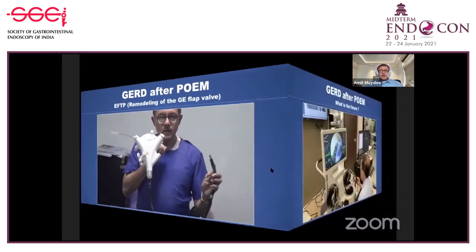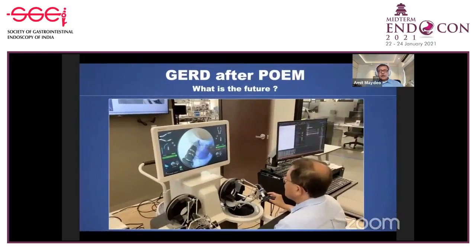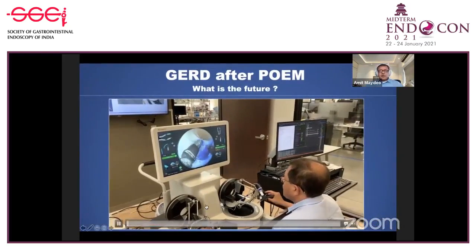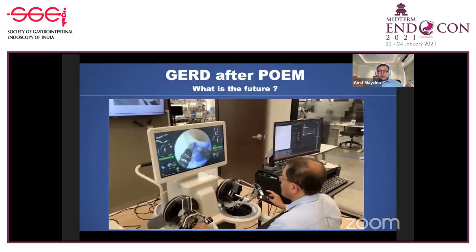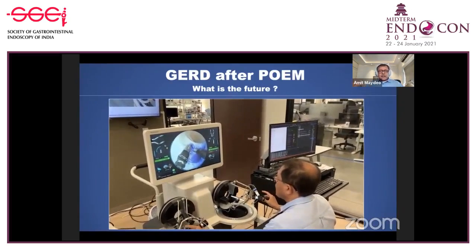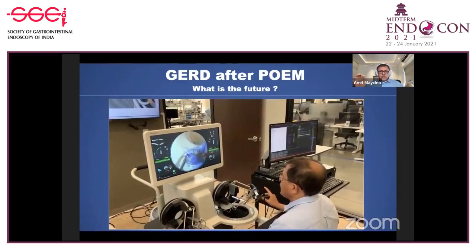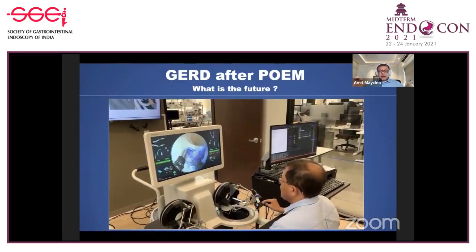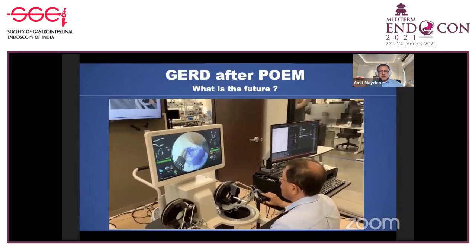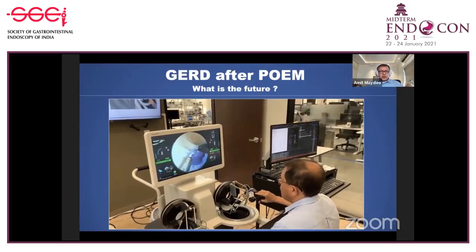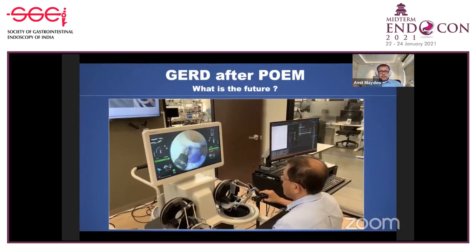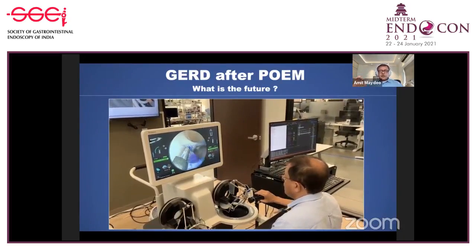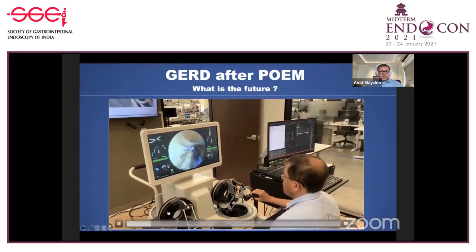If you ask me, the future is going to be this. The future is the flexible robotic endoscope. Very soon, we are going to have such a flexible robotic endoscope with two arms, and the same fundoplication procedure we will be able to do if required in those selected patients by passing a flexible robotic scope inside the lumen of the stomach, taking a U-turn and performing a properly created fundoplication by taking proper full thickness sutures using these double arms.